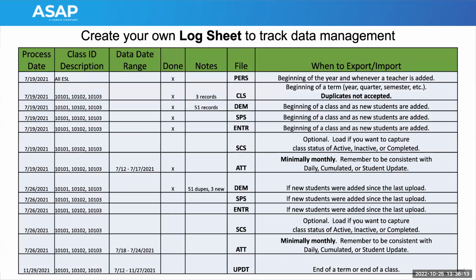And then here's a sample of what you might want to include. Maybe the process date. So this is everything I did in the beginning of the year in July. And then the class IDs, when did I bring it over? What was the name of the file? Check off what was done, what was not done, and so on. Again, you need to have your own workflow, whatever you're more comfortable with, but a log sheet is a great idea. Or just managing your files with folders and such, so that you remember what you did two months ago.